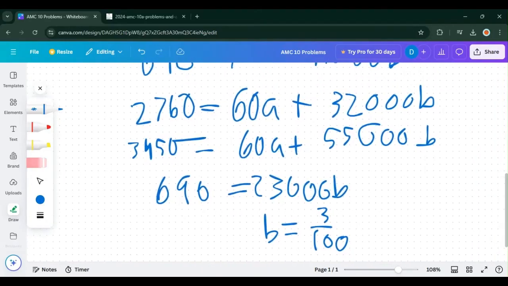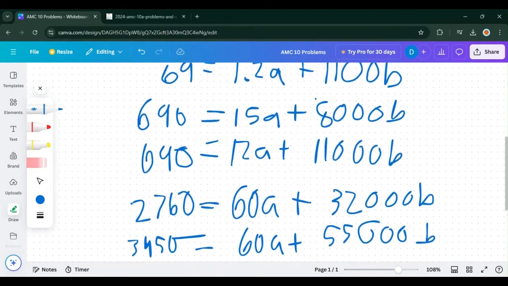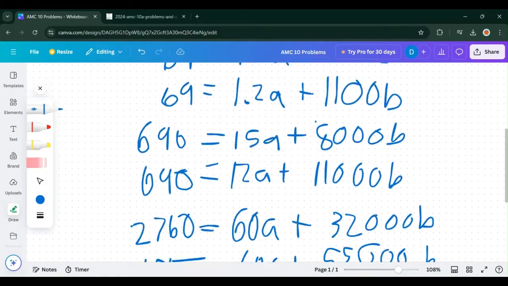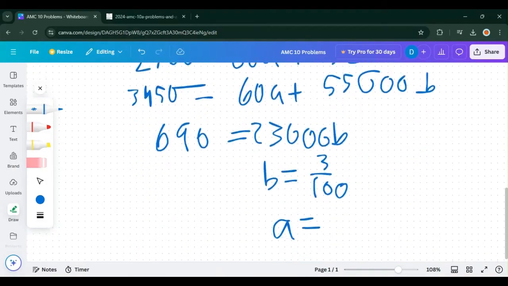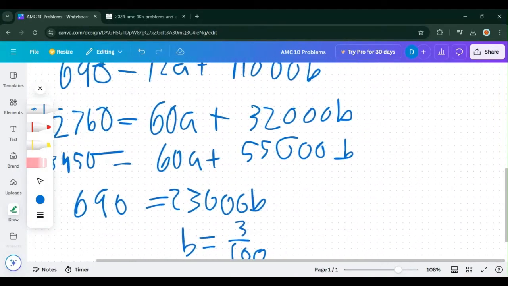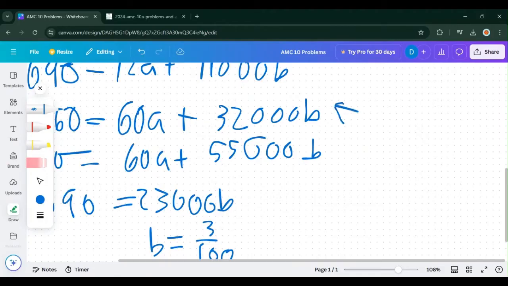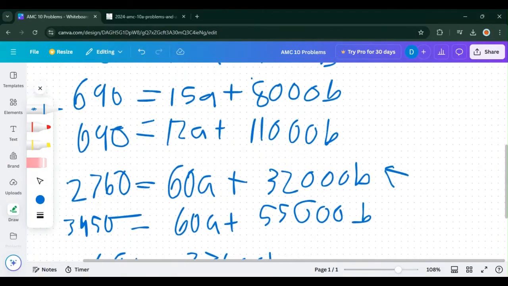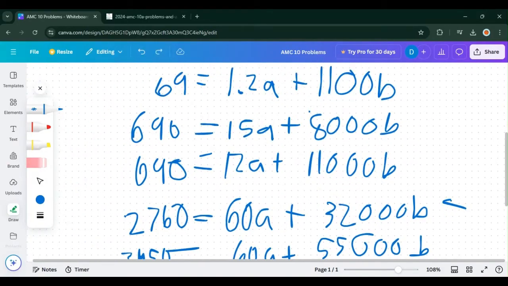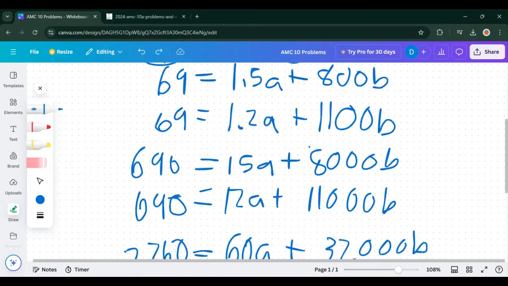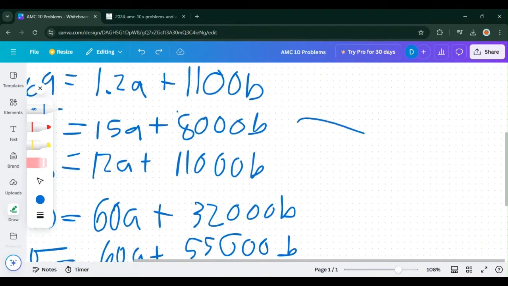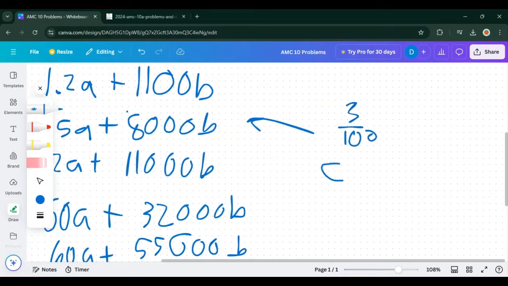What's a good equation that I want to substitute in? Okay, anyways, I'll just substitute it into this equation right here. So we substitute, actually, I want to do a different equation. I want to do a simpler equation. So we substitute B into here. So 3 over 100 is B. And then we multiply by 8,000. So 3 over 100, and then boom, boom, 240.